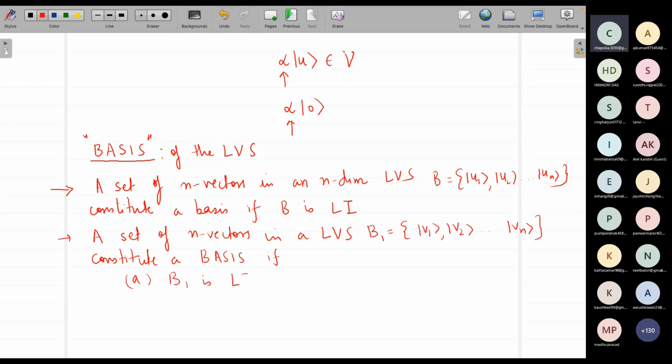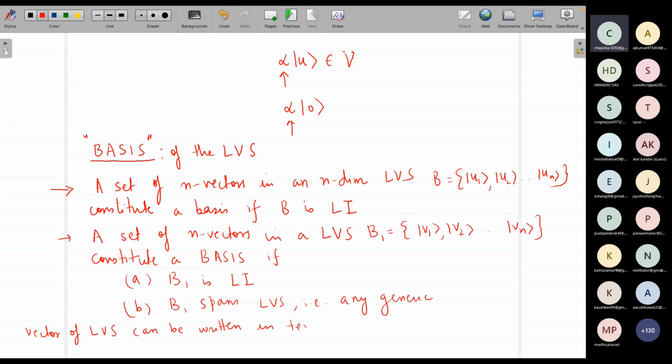A, B1 is linearly independent, and B, B1 spans the linear vector space, that is, any generic vector of the linear vector space can be written in terms of B1. So now definition 1.